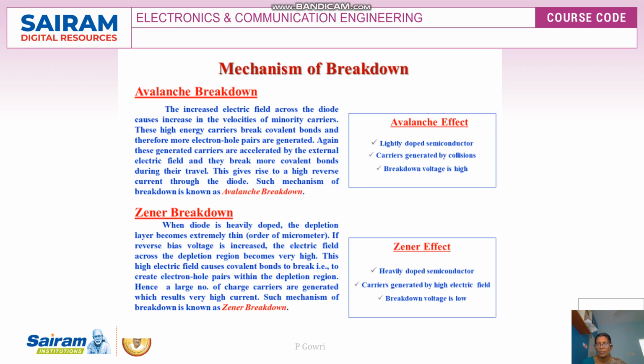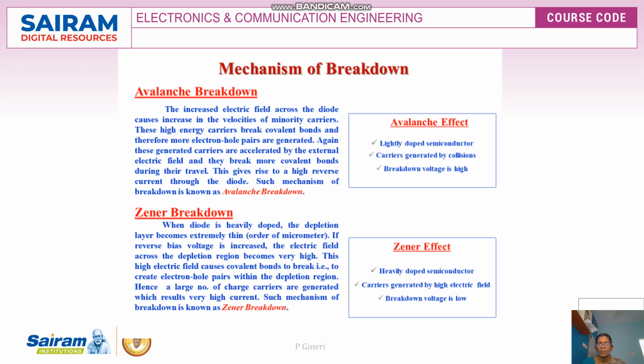So Zener breakdown occurs only in heavily doped semiconductors, and due to the high applied electric field we have the breakdown, and the breakdown voltage is low. Here we will be discussing what is meant by avalanche breakdown. Avalanche breakdown is the breakdown which happens in a lightly doped semiconductor, and here the breakdown voltage is high. That is, when a diode is heavily doped or lightly doped, at the lower voltage we will get a Zener breakdown, and at higher voltage we will get an avalanche breakdown.